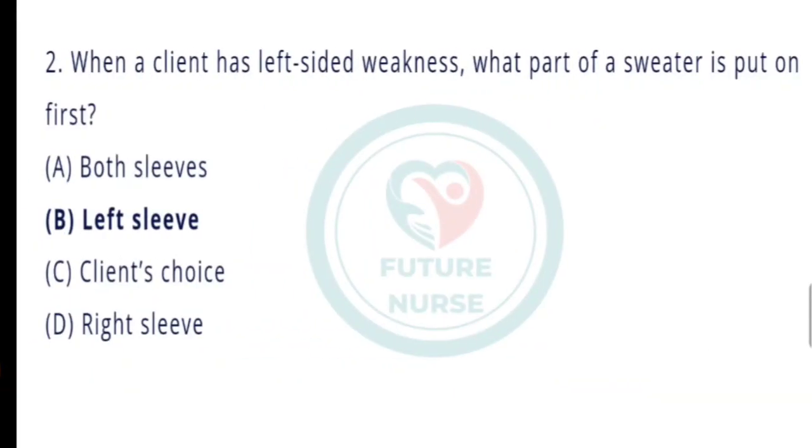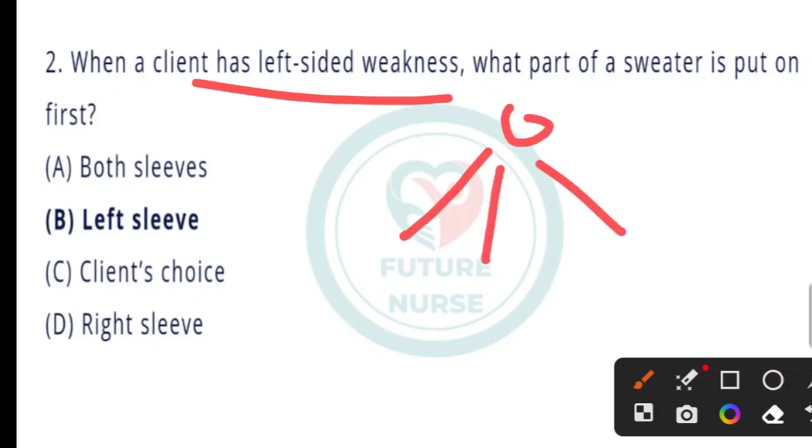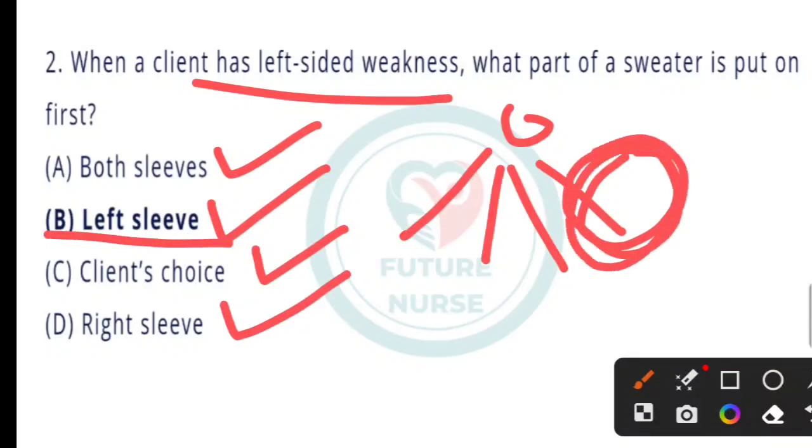Next, when a client has left sided weakness, what part of the sweater is put on first? The options are both sleeves, left sleeve, client's choice, right sleeve. The correct option is the left sleeve, because the left side is the weak part.